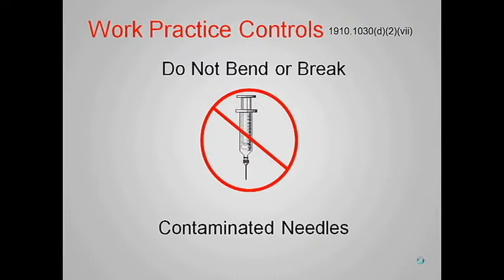Along with your work practice controls is do not bend or break contaminated needles. Even with our prevention systems in place, where these needles are retracted back into a protective sheath or whatnot, we still want to use caution on handling these needles. We don't want to just put them on the bench seat in the ambulance, or on the floor, a common place we've seen them at cardiac arrests. We don't want to put them in situations where they're going to get bent or broken, because even if they're in that protective sheath, if they're bent or broken, then we have that potential for a needle stick.